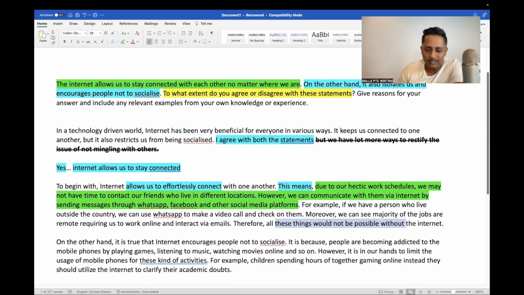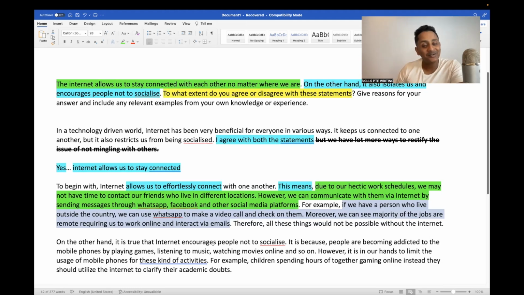So she has written nicely. Example, she has written 2 lines, more than enough. Supporting point, she has given enough. This is enough. It's in simple terms. Even for band 8, this is enough. She has written whatever is required.